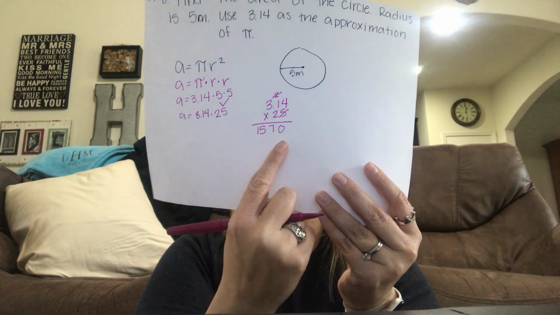Now we cross through our ones place. Once we've done that, we need to bring a 0 down. That tells us we're going to the next place value. Then we start multiplying. 2 times 4 is 8. 2 times 1 is 2. And 2 times 3 is 6.